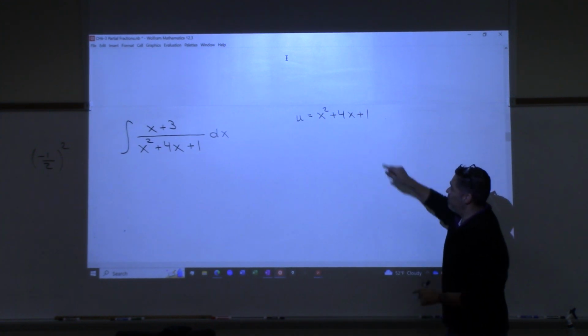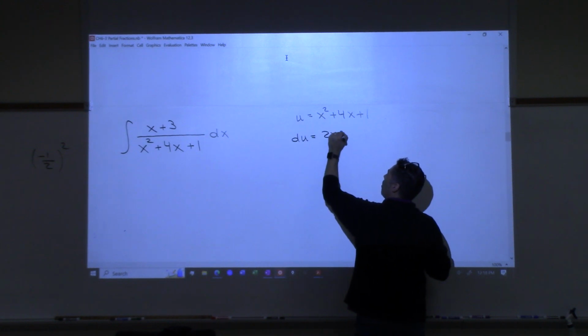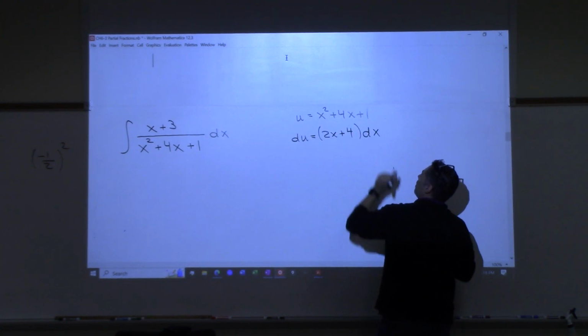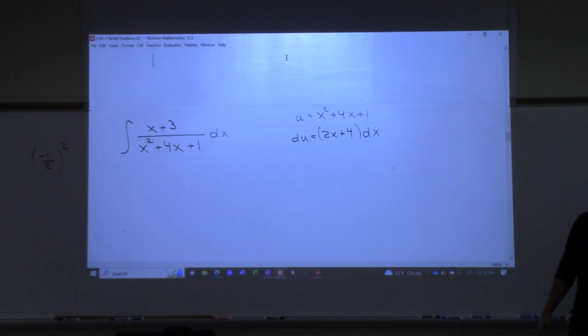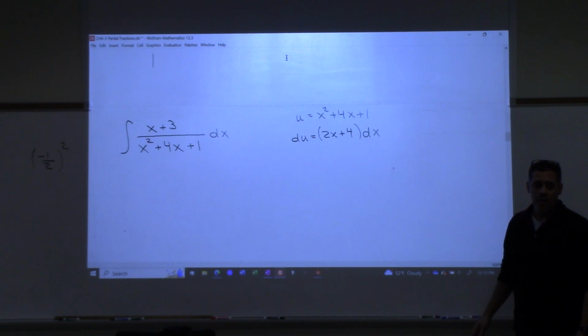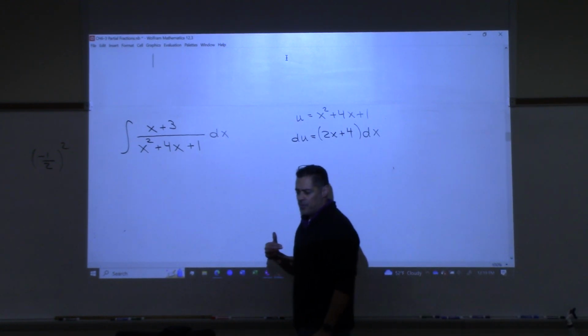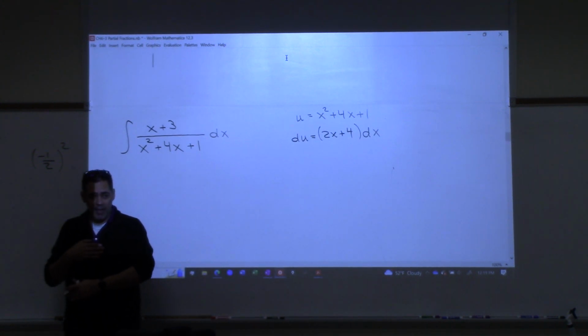Then I'm going to take the derivative of that. And I get 2x plus 4 dx. Everyone on board with that? Is your u typically the denominator? It's always the denominator. Well, when I'm doing these problems, the way I do them is if I see a linear over an irreducible quadratic, I can't stress that enough.